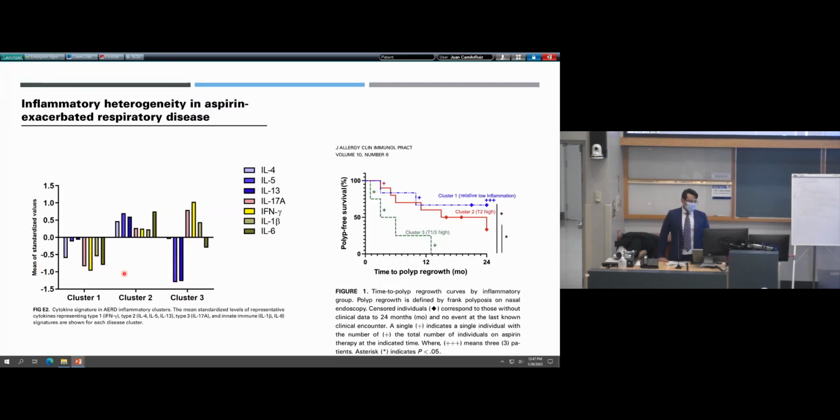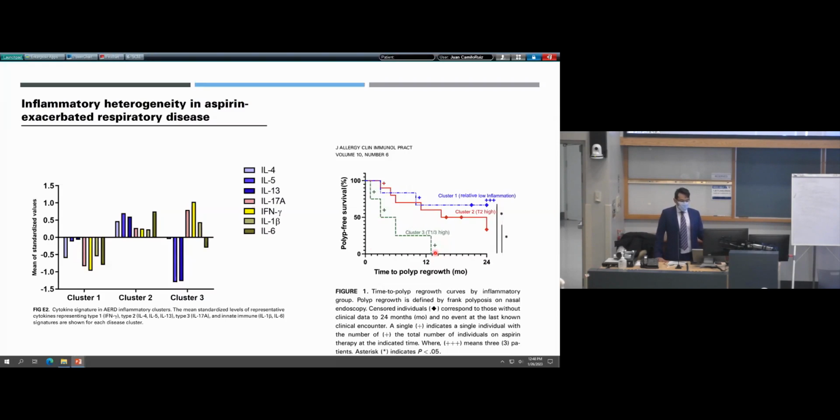Then cluster 2, that's the classic, elevated IL-4, IL-5, IL-13. And the last one was the mixed cluster 3 that had high Th1 and Th3 cytokines like IL-17 and interferon gamma. What was very interesting is that you can see the time for polyp regrowth in months, that the mixed non-Th2 group actually did the worst.